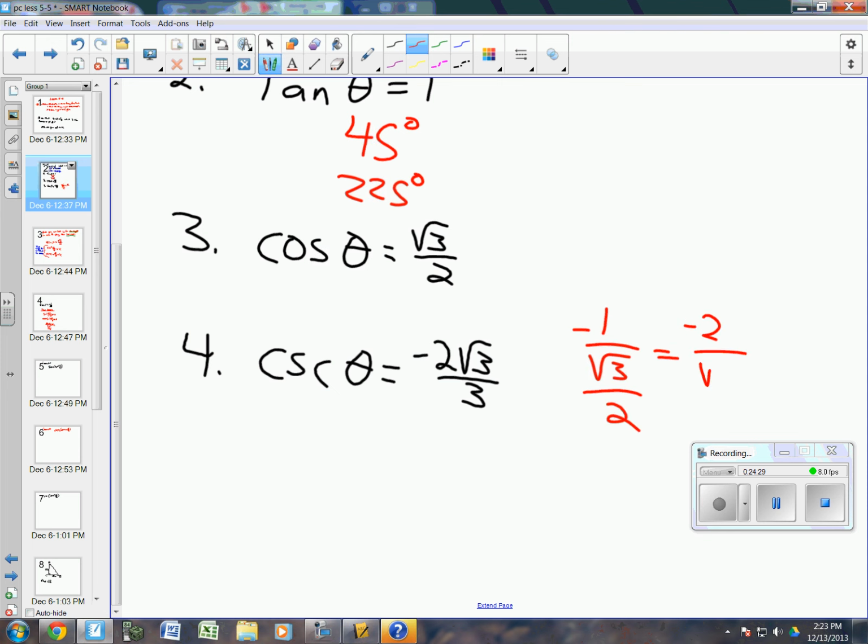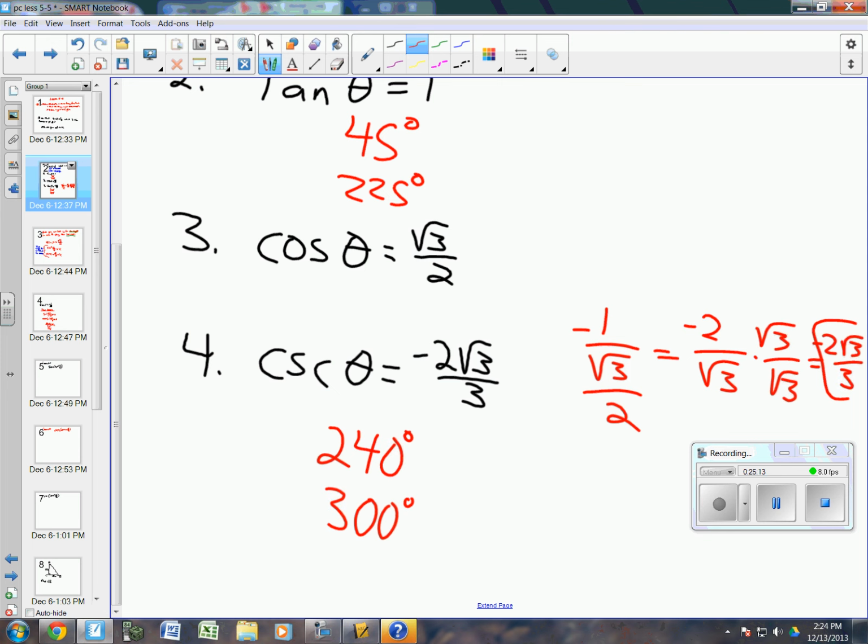Because when you have a number divided by a fraction, you flip the bottom fraction and multiply. Negative 1 times 2 over root 3 gives you negative 2 over root 3. What's the other one? Not 60. Yeah, 300, because the y's are negative, and so you have to go down. So it's this one right here, 300. You get that idea?